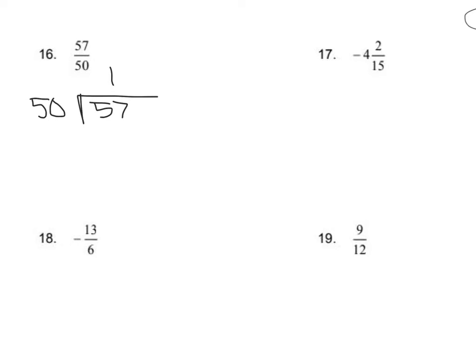I like the purple. One time. 1 times 50 is 50. Subtract, and we have 7. Now is when we're going to add the decimal and a 0. Bring down the 0. 50 goes into 70 one time. 50. And we get 20 left over.